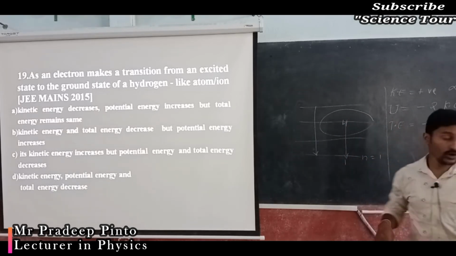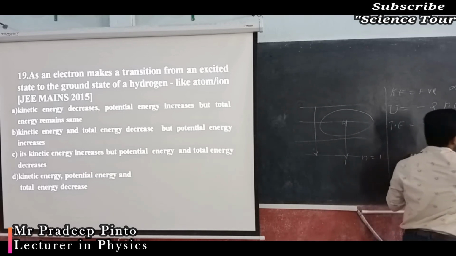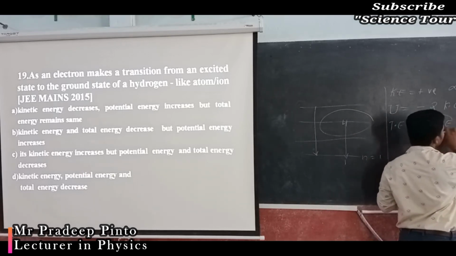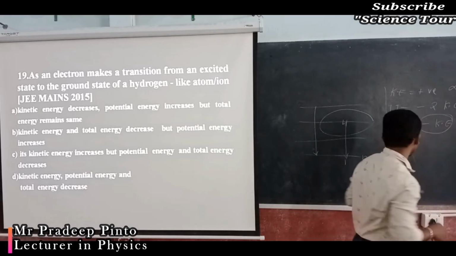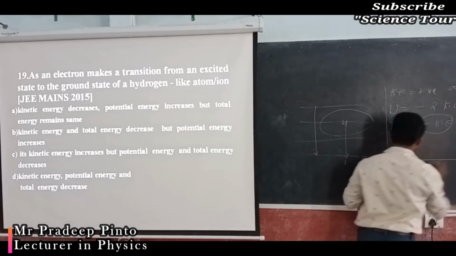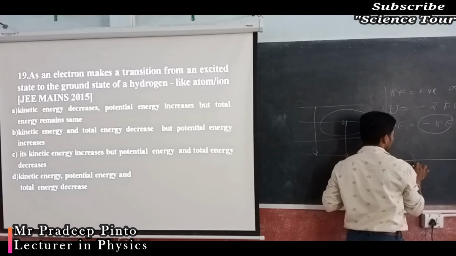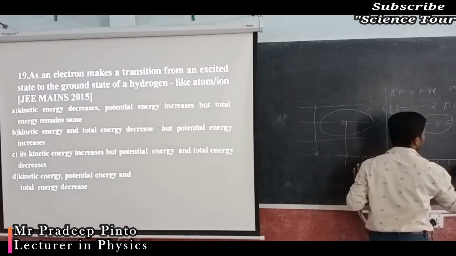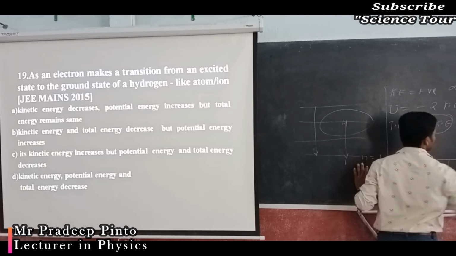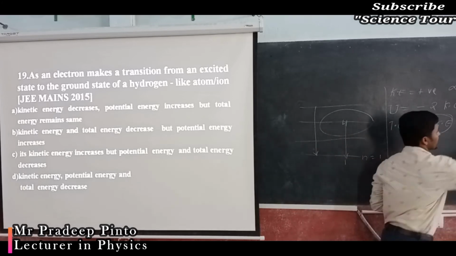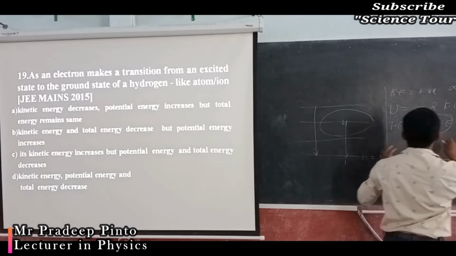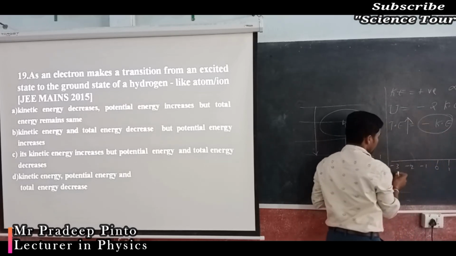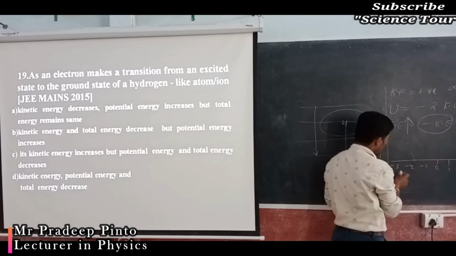So it was 4 at the first, now it is decreasing. N is decreasing, means this must increase, no? This must increase. Now a graph is there like this. So minus 3, minus 2, minus 1, 0, 1, 2, 3, 4. It is decreasing. Total energy has to increase, but again it becomes negative only, no?